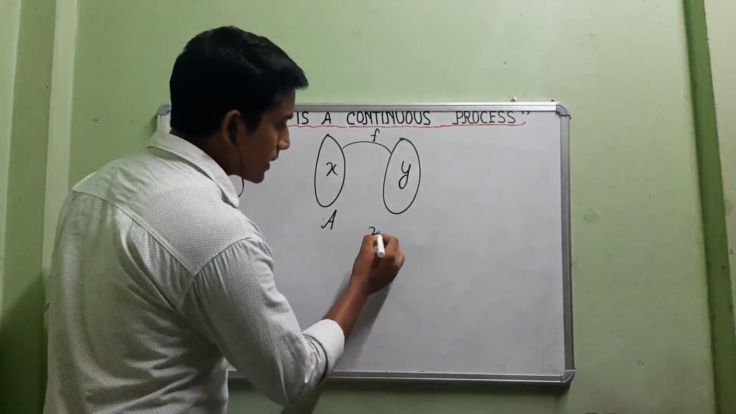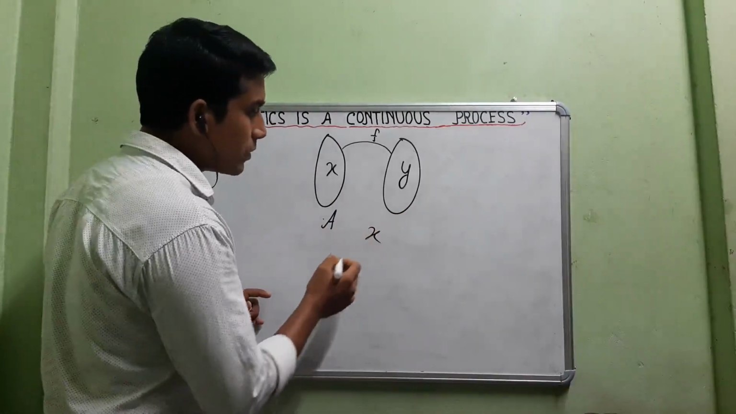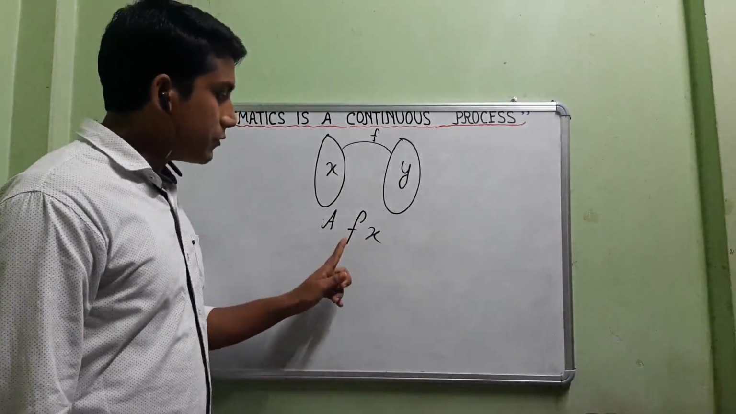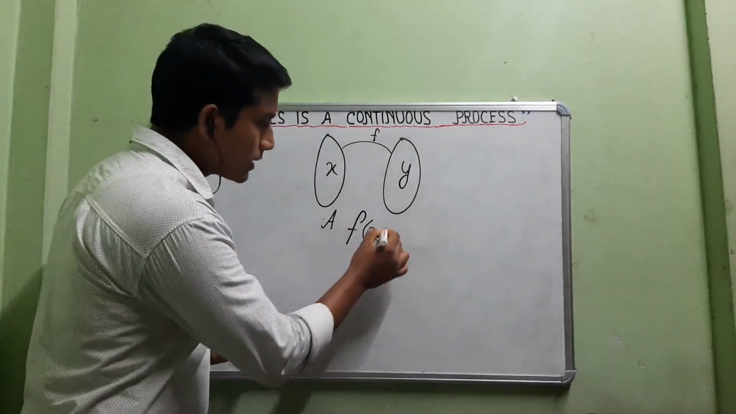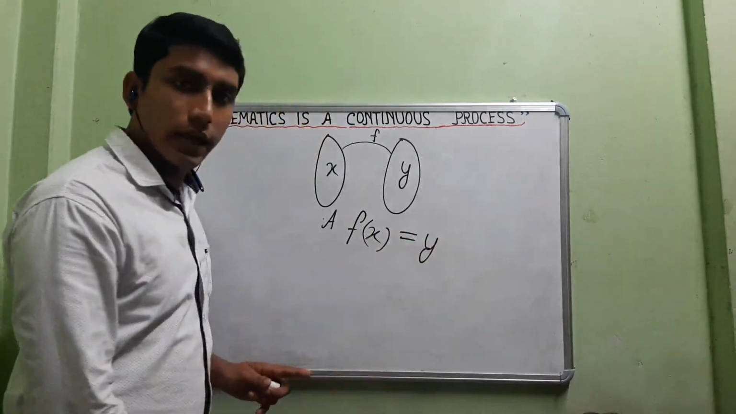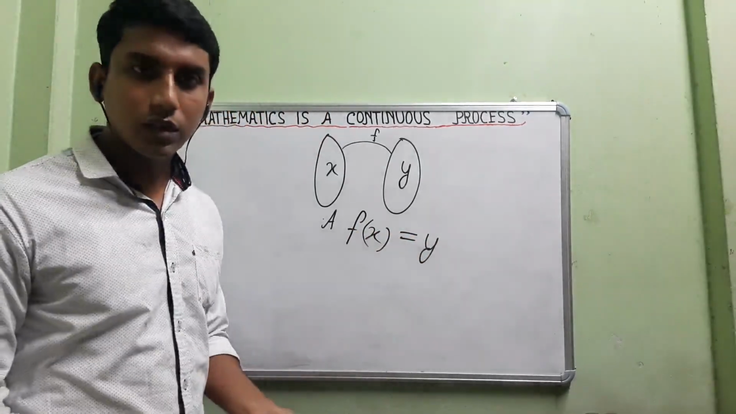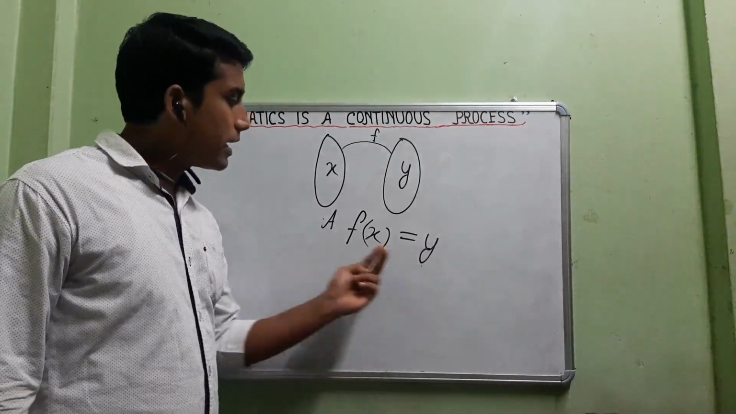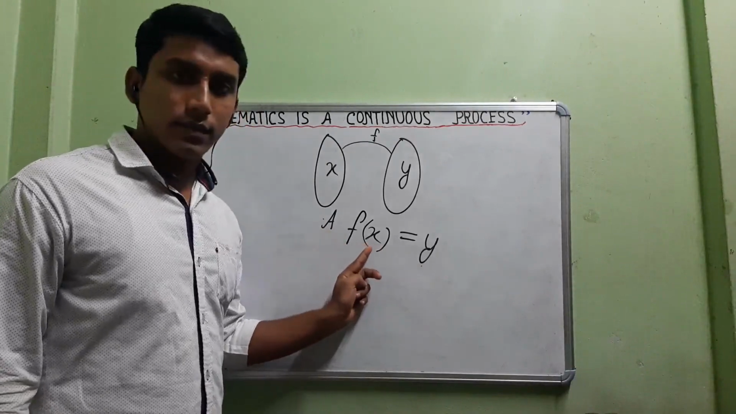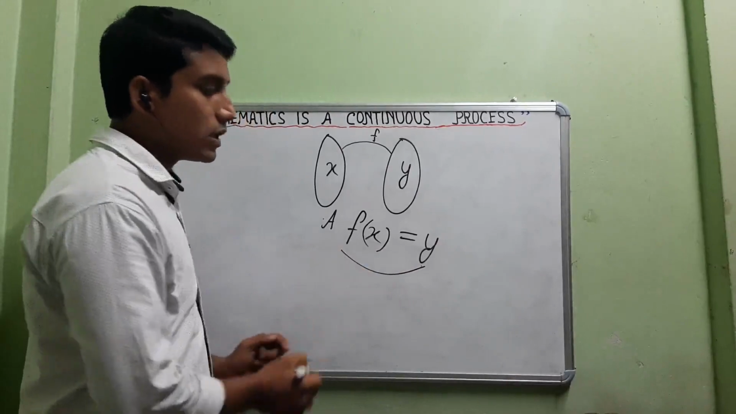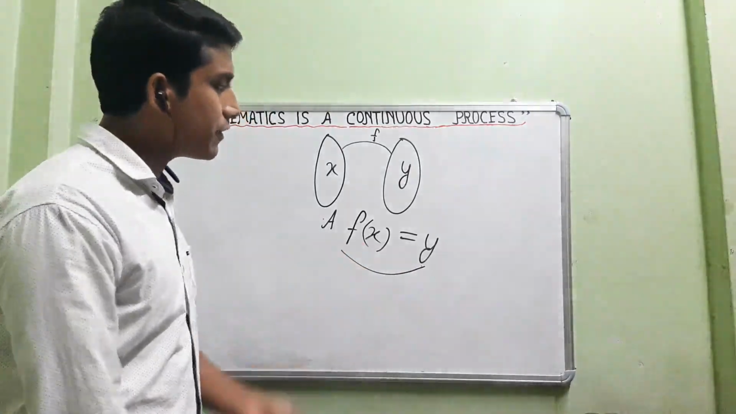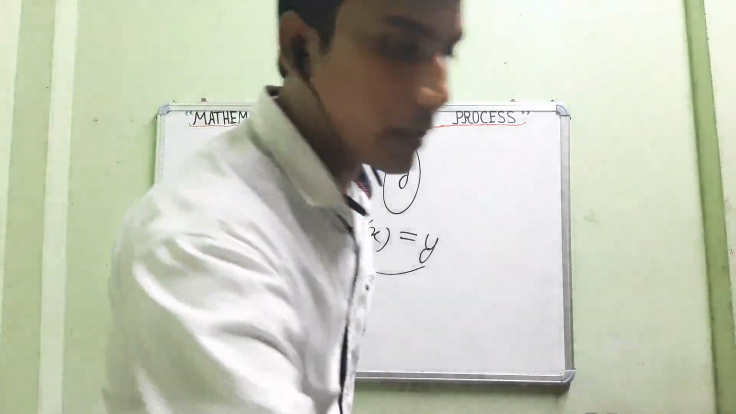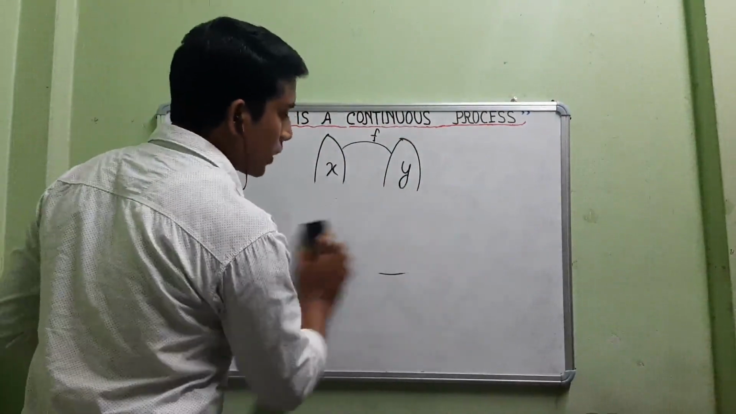That means suppose x is an element in the set A. If we use the rule f on x, then we will get y. At that time f is said to be the function, and we write y equal to f(x), meaning we get y by imposing f on x. This is the definition of function, which I told in my last video. Now we'll discuss what types of functions there are.